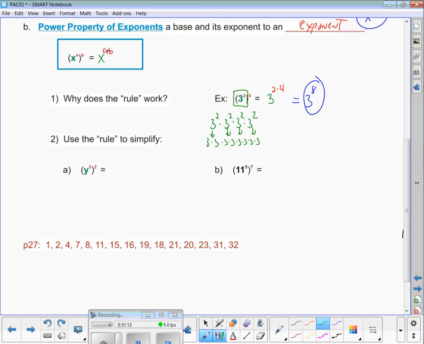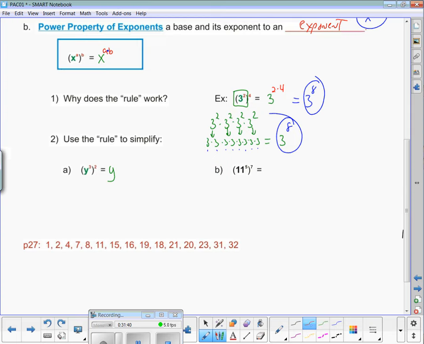That takes a long time. So where do we end up? 3 times itself, how many times? Let's count them: 1, 2, 3, 4, 5, 6, 7, 8. Look at that, 3 to the 8th power. What is the property? It's a time saver. Now, as long as you apply it properly, it's going to save you a lot of time. So a couple quick examples. It's not hard.